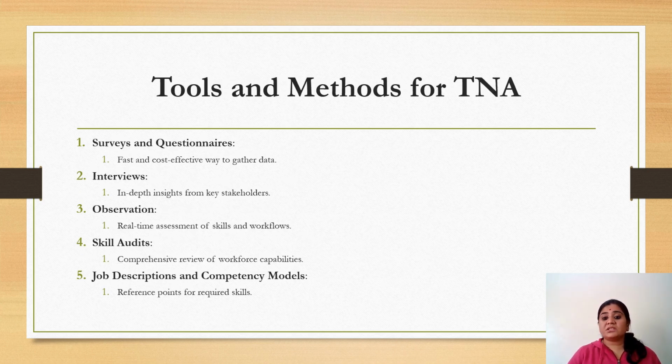There are various tools and methods of TNA. The first one is surveys and questionnaires. It is a very fast and cost-effective way to collect feedback from a large group of employees. The second one is interviews. Conducting one-on-one interviews allows for deeper insight into training needs from key stakeholders such as managers or high performing employees. Then we have observation. Observing employees in real time helps identify practical skills gaps that may not be evident through other methods.